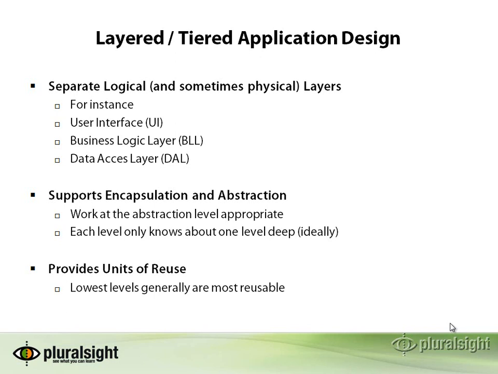It also works at the application level that is appropriate to each layer. Each level should only know about one level deep, if possible, because this allows for the individual layers to be swapped out at a later date without affecting the layers above it. This provides a good unit of reuse, but the lowest levels are generally the most reusable because there are many more layers above them than, for instance, a user interface layer, which is typically not reusable and usually is at the top of the dependency hierarchy.